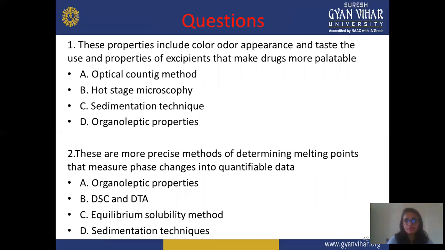This is all the reference for this particular solid dispersion technique. You may use a single book or a combination of books, or other books that are also available. And now the questions.